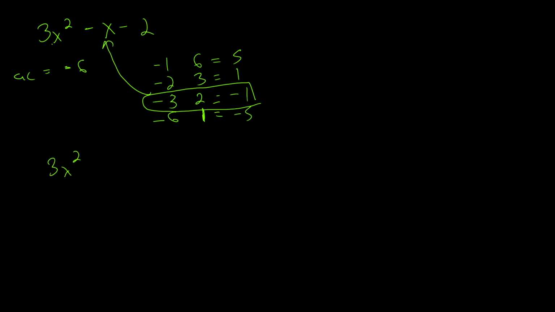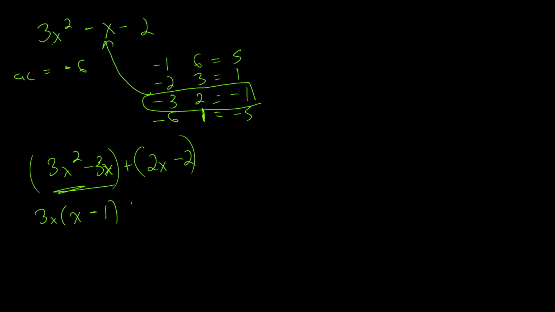So I get 3x squared minus 3x plus 2x minus 2. I'm going to group these together. I'm going to notice that this has 3x. So I'm going to pull out a 3x, and that's going to leave me with an x minus 1. And you always double check. If I remultiply that back in, I do get what I started with.